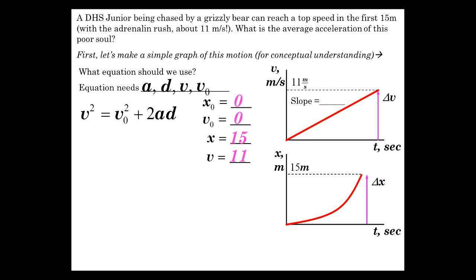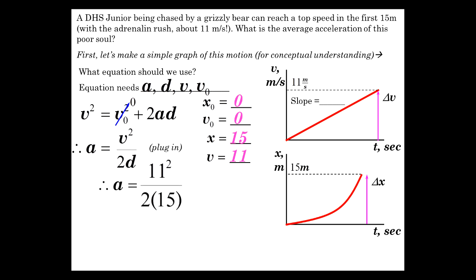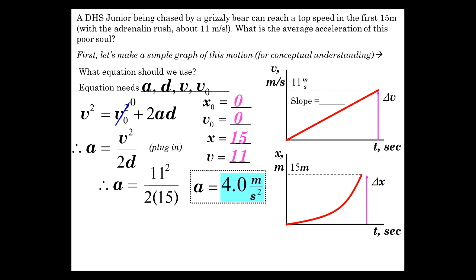v squared is v0 squared plus 2ad. And we want to solve for a. So what we notice right away is we can eliminate v0 because it's 0. And then we can solve for a. a is v squared over 2d. We can just simply plug in here. So it's 11 squared over 2 times 15. And the acceleration, the average acceleration, which is a constant acceleration in this case, if not stated explicitly, at least assumed, and we get 4 meters per second squared.